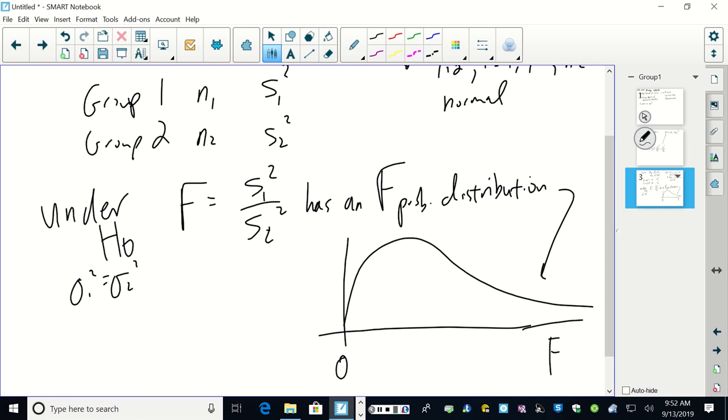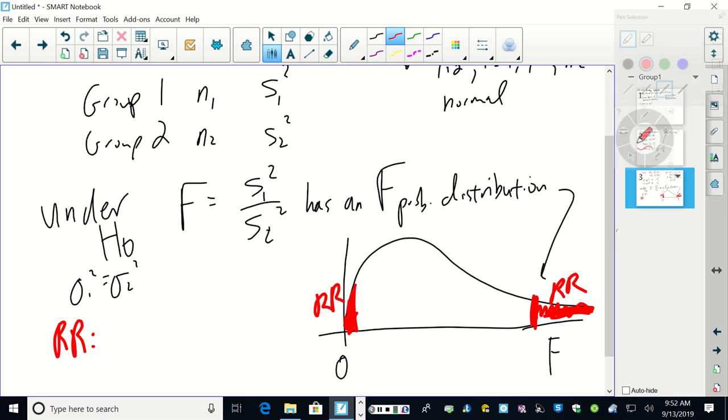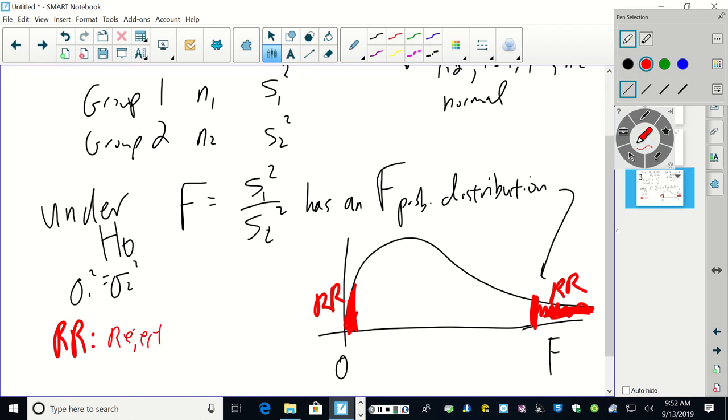If you end up with a ratio here that's really small or particularly large, and it is skewed, so the areas are not symmetric. But if you end up out here in the tails, this is our rejection region. This is the area where we reject the null hypothesis. We reject the idea that the variances are equal.